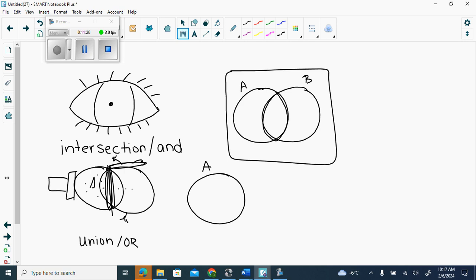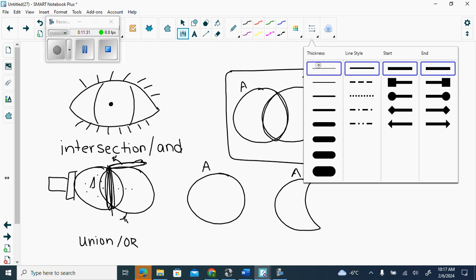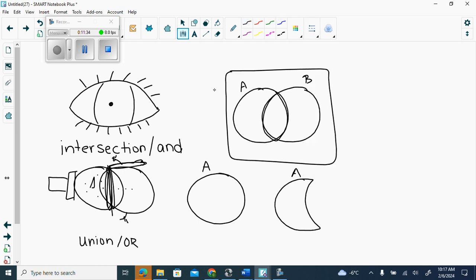The crescent moon, however, so if I just want this part, this is A. That would be this piece, right? So that's A without B. No B involved, correct? So how we write that is A and not B.